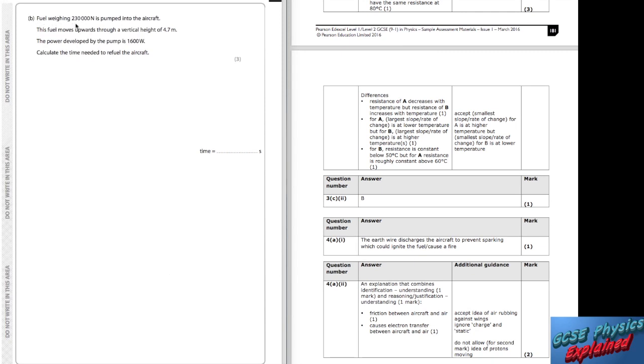B. Fuel weighing 230,000 newtons is pumped into the aircraft. This fuel moves upwards through a vertical height of 4.7 meters. The power developed by the pump is 1,600 watts. Calculate the time needed to refuel the aircraft.